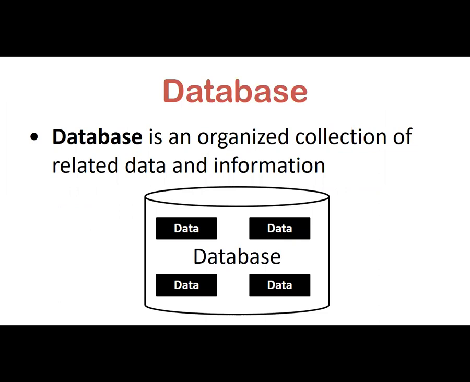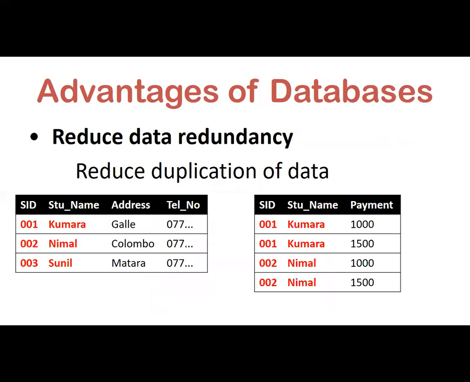Then if you look at the database, what kind of thing is it? It's an organized collection of related data and information. So we have data as well as information, but in the database we have a collection of related data and information in one place. So data is always available in the database. Then we have discussed some of the advantages.